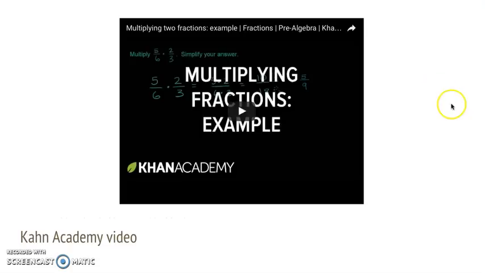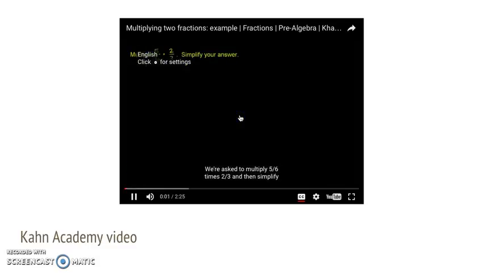Okay, so here's a quick video, another example. We're asked to multiply 5/6 times 2/3 and then simplify our answer. So let's just multiply these two numbers. So we have 5 over 6 times 2 over 3.